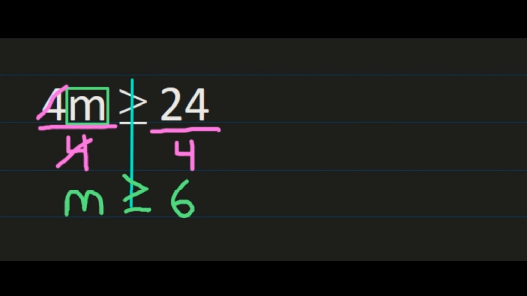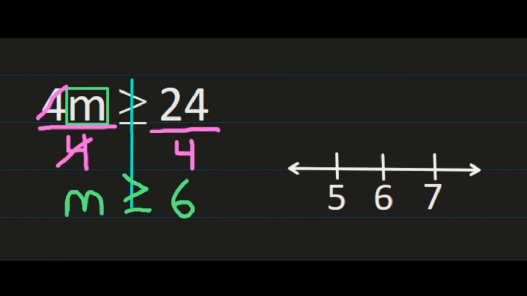And if you are needing to graph this on the number line, we're going to put a closed-in circle on 6 this time because our solution was m is greater than or equal to 6. 6 is part of our solution set, so we're going to use the closed-in circle this time. Then we have m is greater than or equal to 6. So our solution set includes all of the numbers greater than 6. So you're going to add the line going to the right, showing that your solution set includes all of the numbers greater than 6.